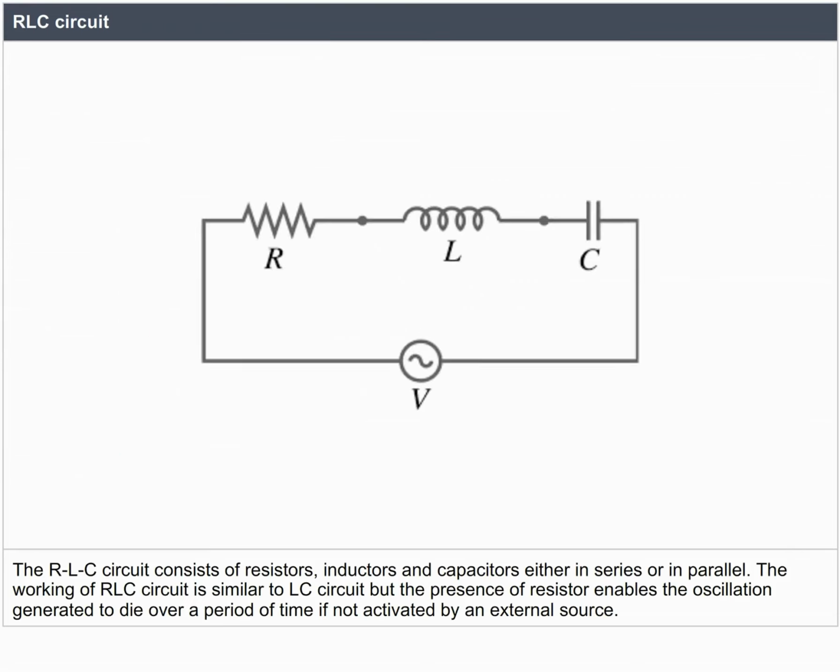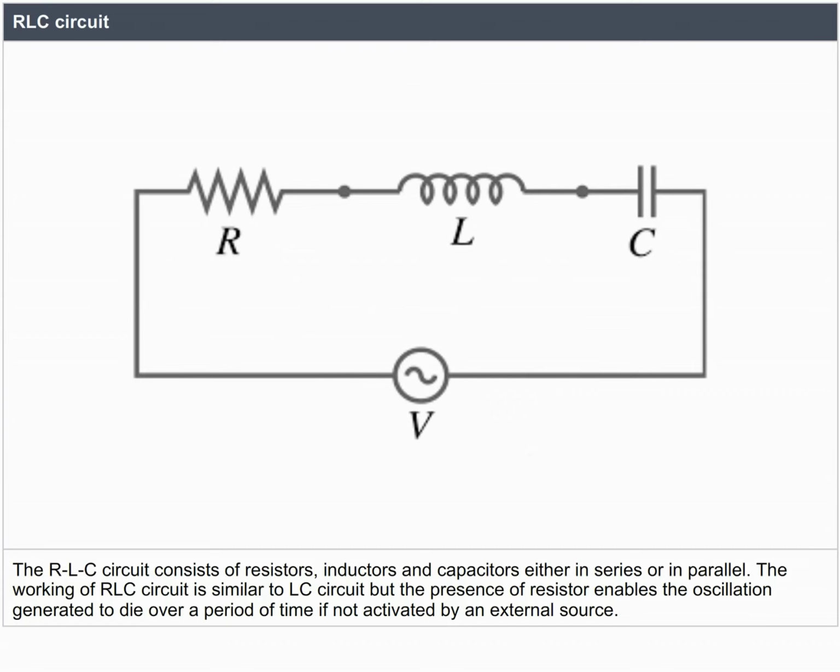RLC circuit. The RLC circuit consists of resistors, inductors and capacitors either in series or in parallel. The working of RLC circuit is similar to LC circuit, but the presence of resistor enables the oscillation generator to die over a period of time if not activated by an external source.